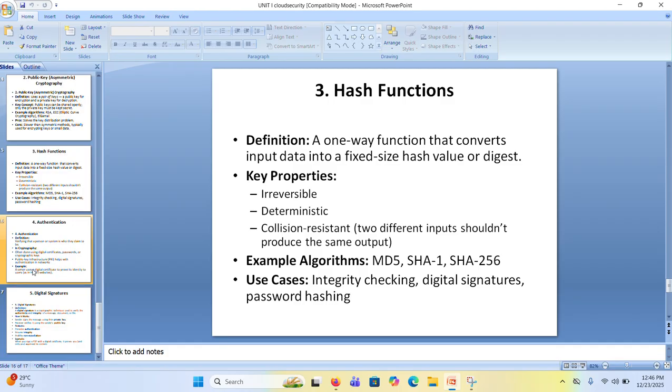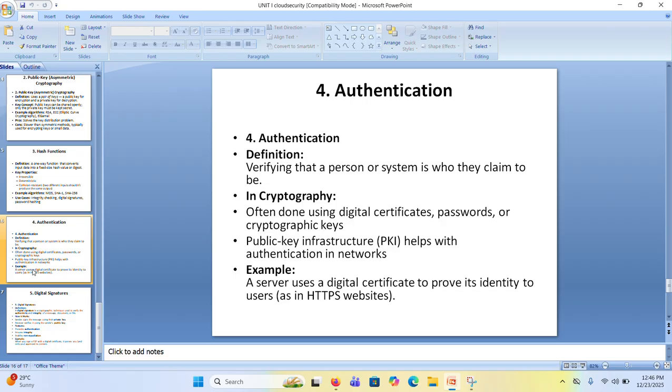And authentication: verifying that the person or system is who they claim to be. In cryptography, this is often done using digital certificates, passwords, and cryptographic keys. Public key infrastructure helps the authentication over the network. For example, a server uses a digital certificate to prove its identity to the user.